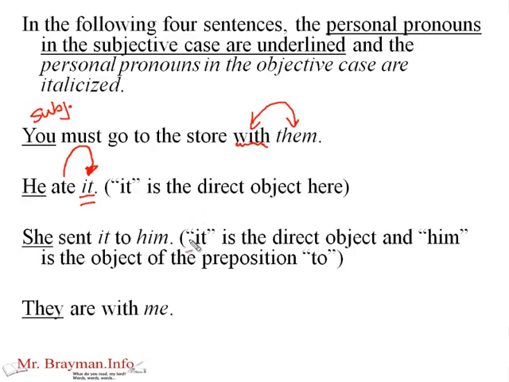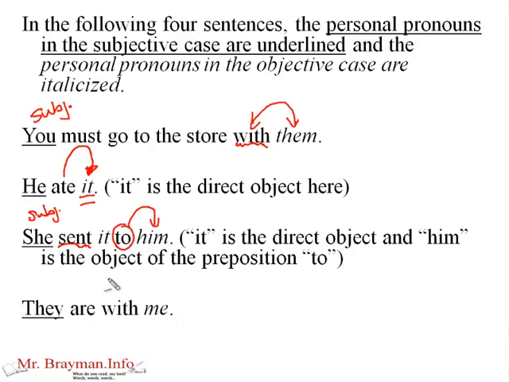She sent it to him, right? She here is in the subjective case. It's also the subject of the sentence. Sent is the main verb, right? It is a direct object, so it here is in the objective case. And to him, once again, we have a preposition, and so him is in the objective case. It's the object of the preposition.